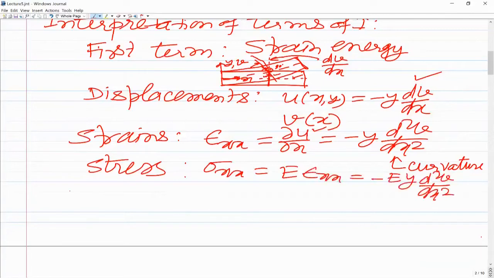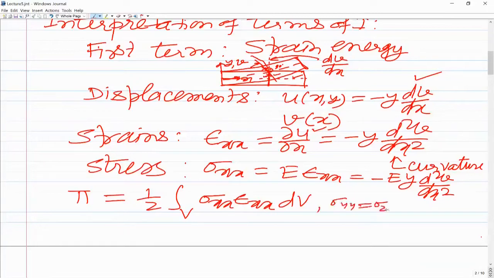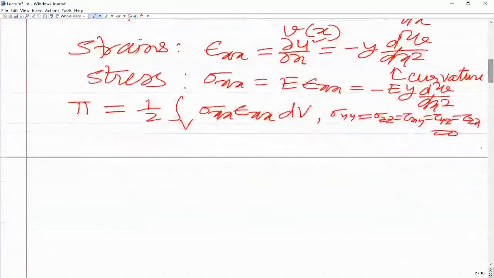Now if we look at the strain energy, so I'm denoting the strain energy by pi. So pi, as we know, half in this case integration over the volume, and we will have only one non-zero term sigma xx into epsilon xx, because all the other stresses are zero. So this is dv, because this is uniaxial state of stress. So uniaxial state of stress means sigma yy, sigma zz, tau xy, tau yz, tau zx is equal to 0. And that is why we have in the strain energy term only one term, that is half of sigma xx epsilon xx integrated over volume.